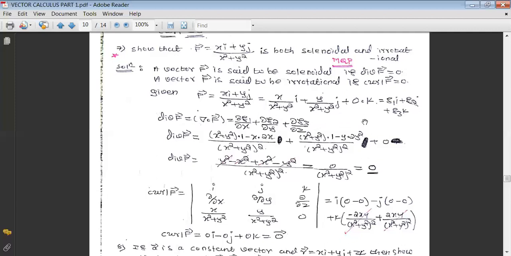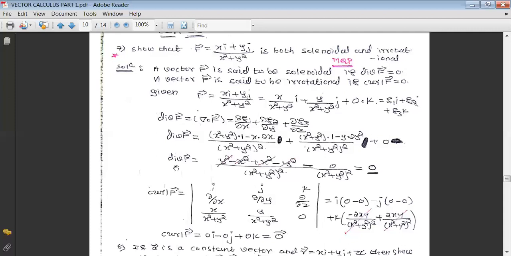In the same fashion, we can differentiate the second component with respect to y partially. So y into y is y square, and the derivative of the denominator gives 2y. Now, once you take the LCM, x square plus y square, the x square I'll write as it is, x square minus 2x square is minus x square, plus y square as it is. So y into y, that is y square, minus 2y square is minus y square. They get cancelled in the numerator, therefore we get 0 divided by (x square plus y square) whole square, and its value is going to be 0.